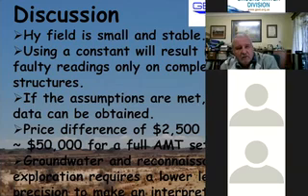The magnetic field is small and stable. It's in the picotesla range. Using a constant will result in faulty readings only on complex structures. But if you have simple structures, where you're going over a dike or a fault or something like that, those assumptions are met and good data can be obtained.